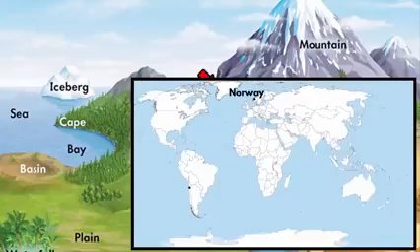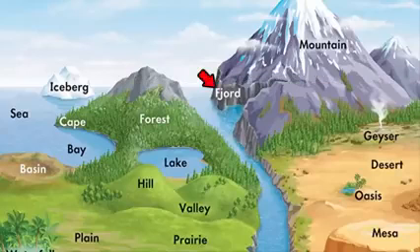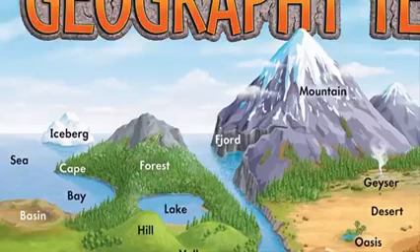Fjords are found mainly in Norway, Chile, New Zealand, Canada, Greenland, and the state of Alaska in the US. Fjords are home to several types of fish, plankton, and coral reefs.